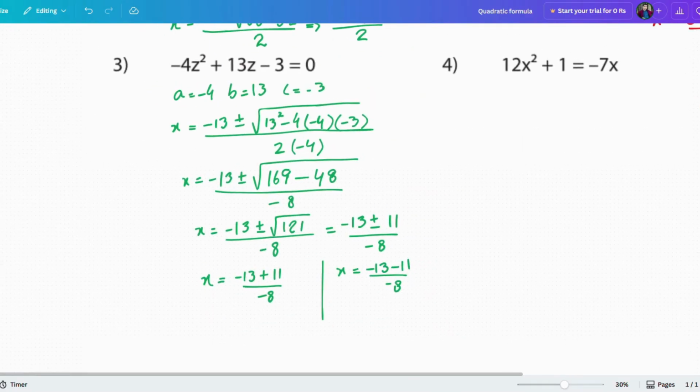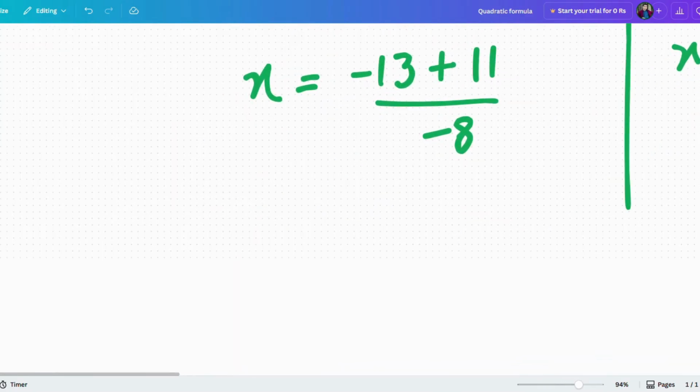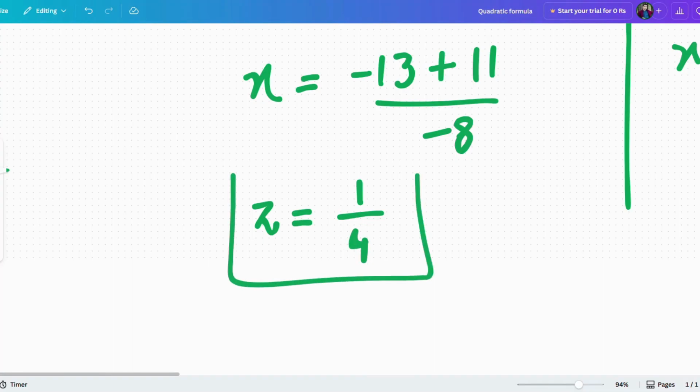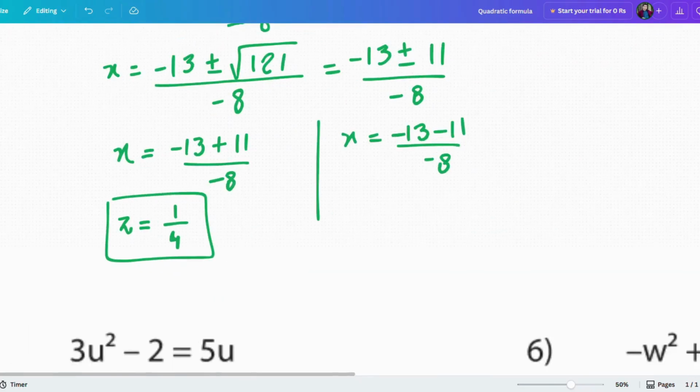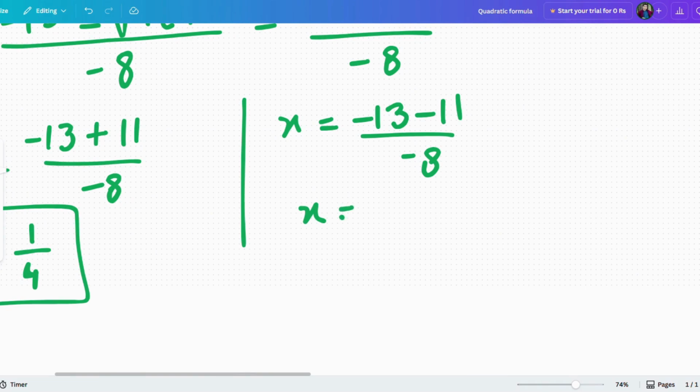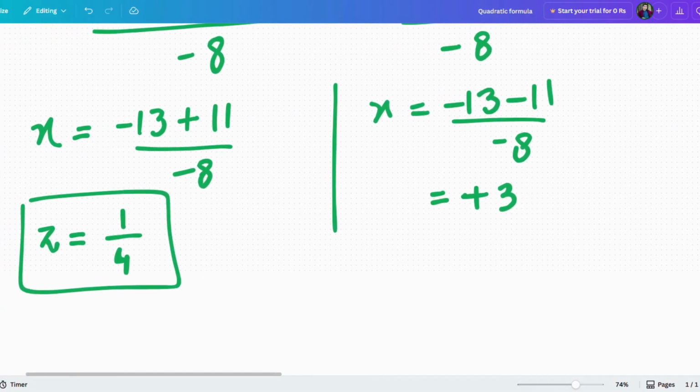Now if you look at it, the variable that is used is z, right? So I'm going to put it equivalent to z. So z equals -13 plus 11 is equivalent to -2 over -8, which is equivalent to 1 over 4. Sorry, let me adjust it. 1 over 4 is for this one. Now for this one, x equals -11 and -13, that's -24. So -24 divided by -8 is plus 3, sorry, okay? So instead of x, I'm going to use the same variable over here, which is z.